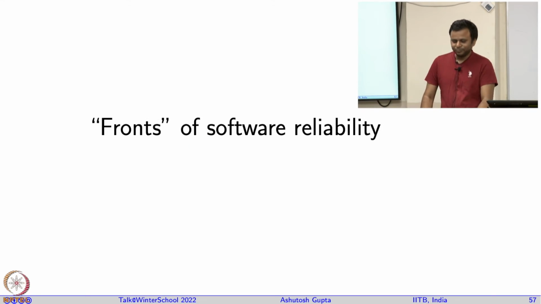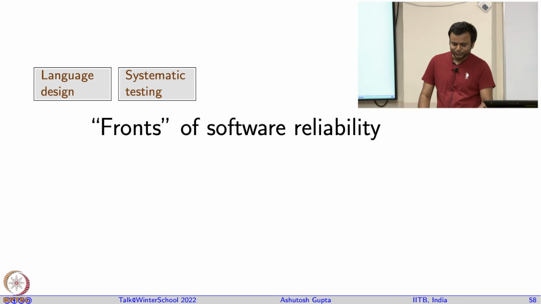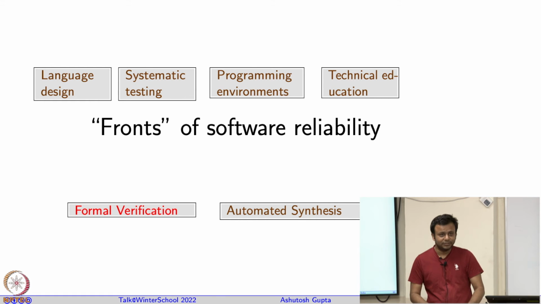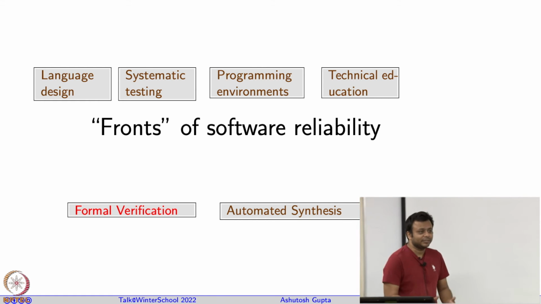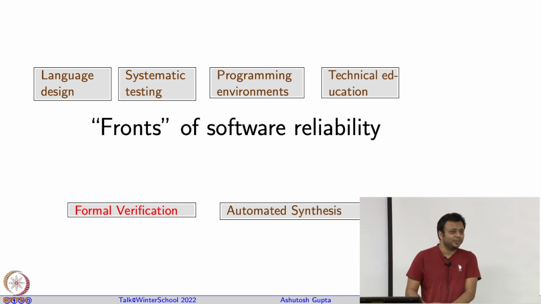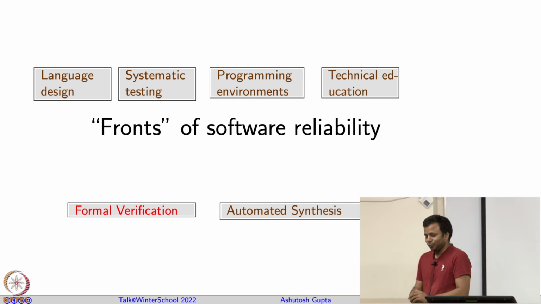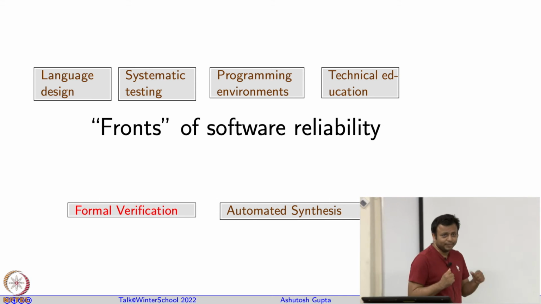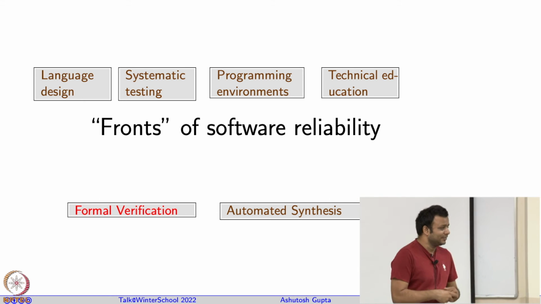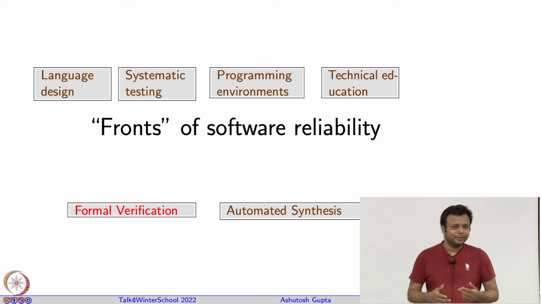So what do you do when your intent is software reliability? Basically you work on software language design, systematic testing, programming environments, and technical education. You want to educate your next generation well, so that they appreciate that they should look for bugs, and should not believe that their code is bug free. Then you do formal verification, which is what I do. I will show you what formal verification is. And automated synthesis.